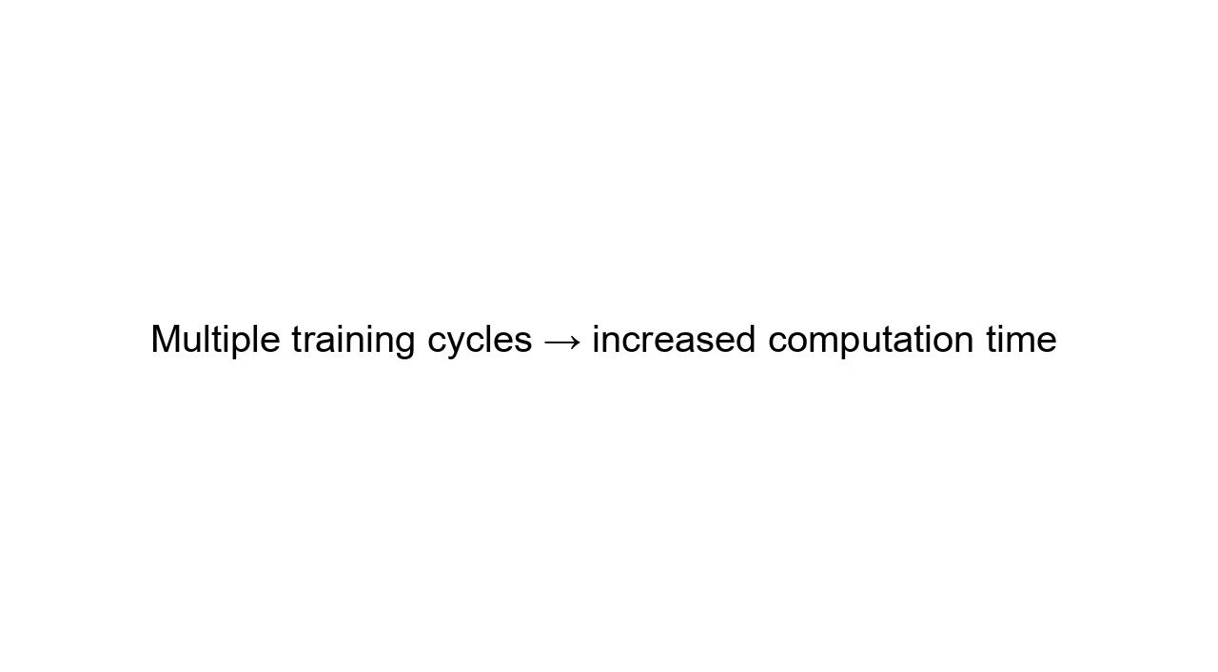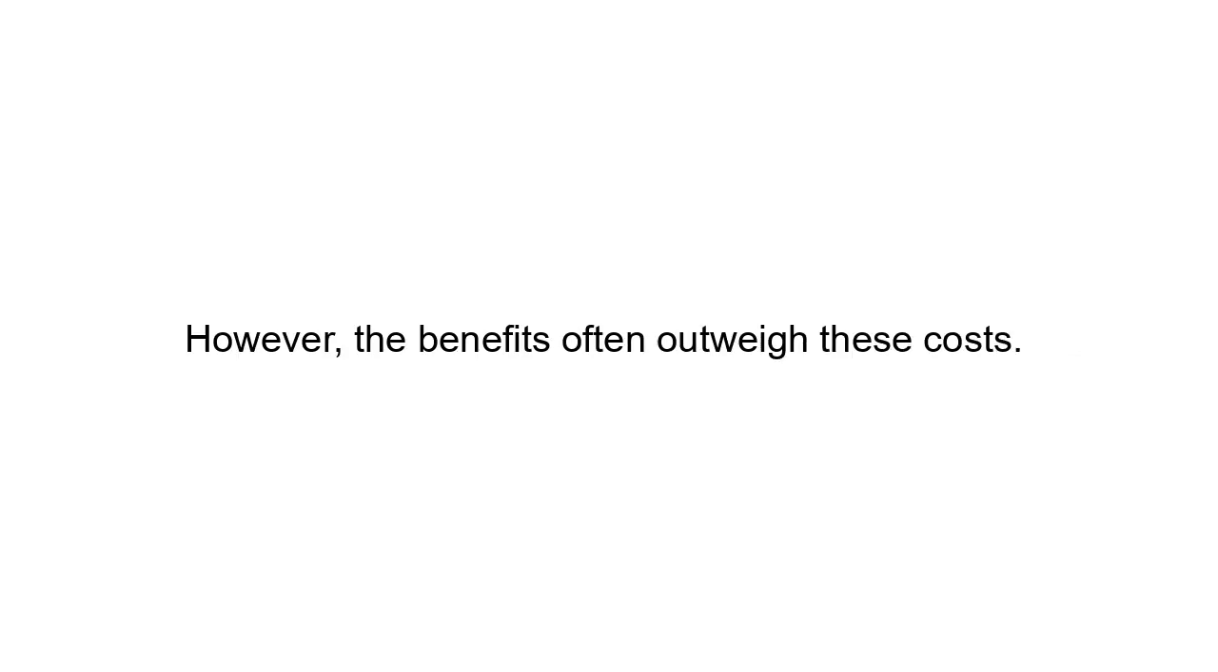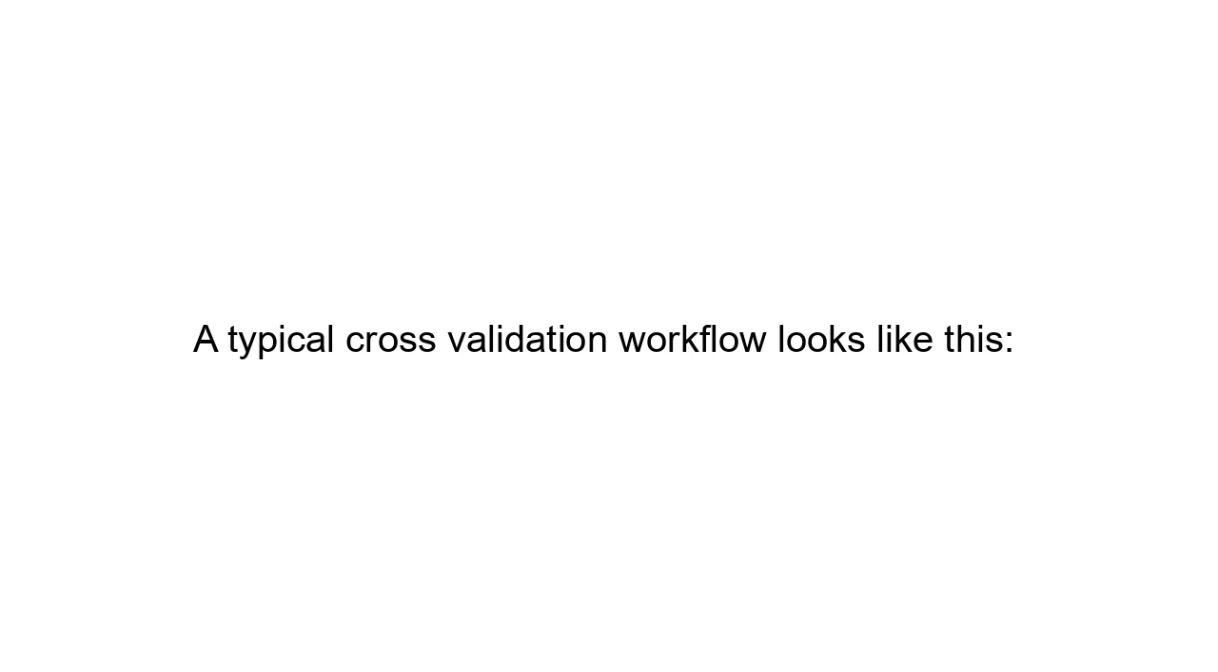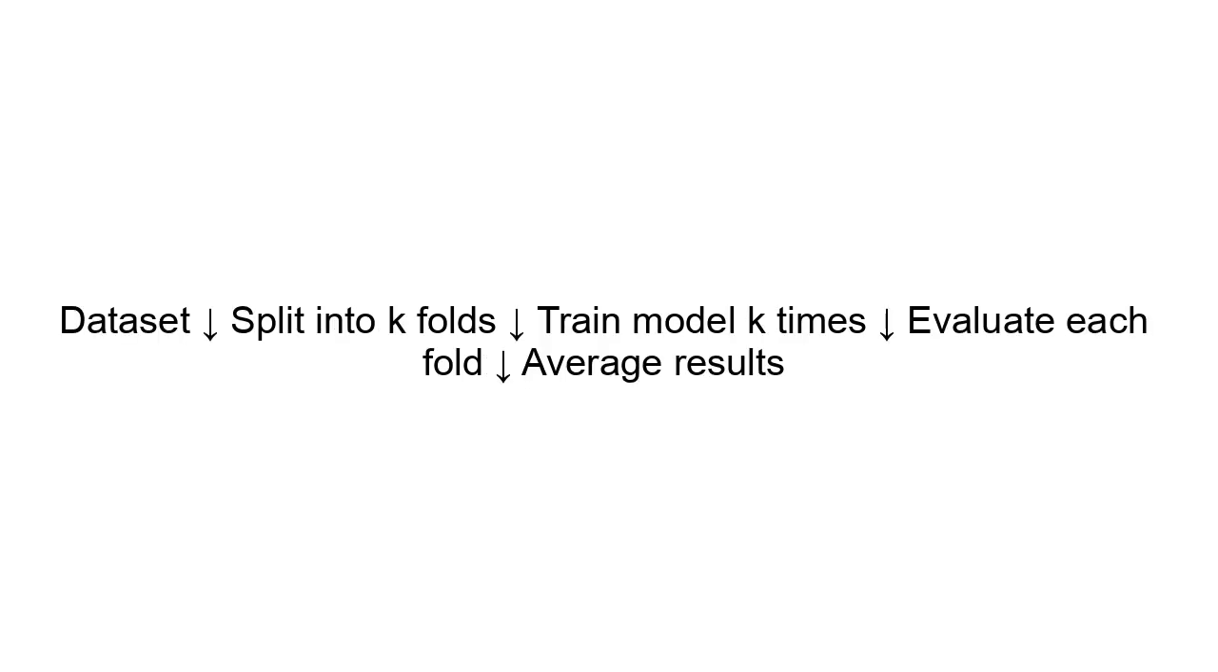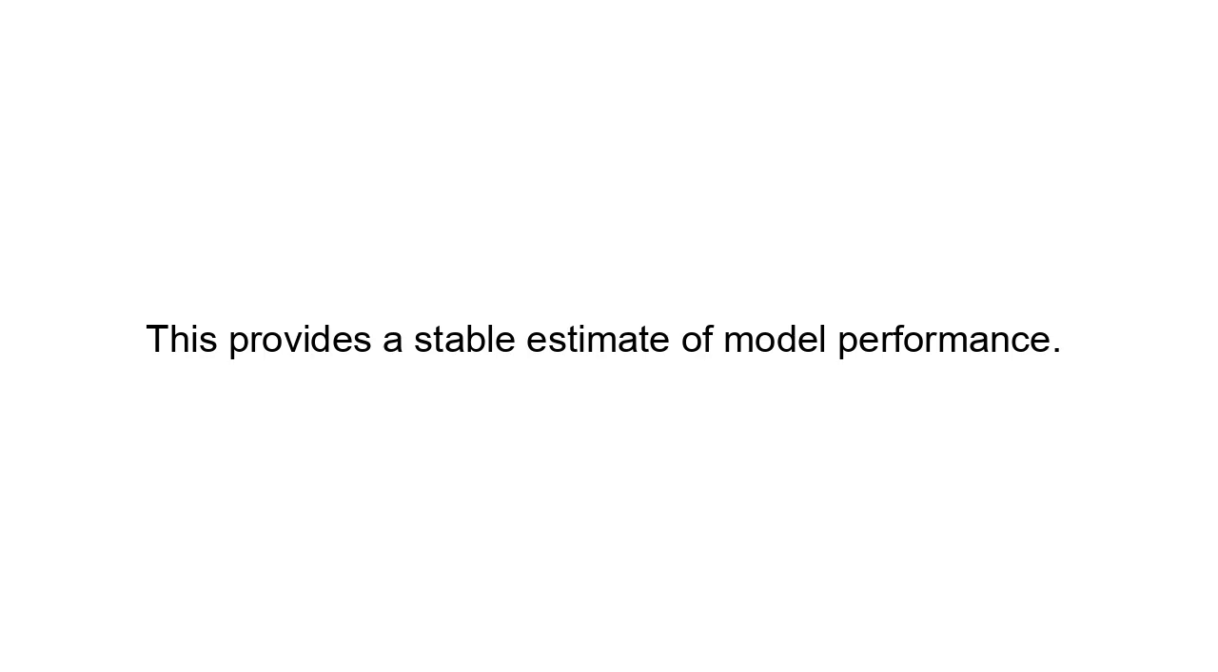Cross-validation workflow. A typical cross-validation workflow looks like this. Dataset, then split into k-folds, then train model k times, then evaluate each fold, then average results. This provides a stable estimate of model performance.